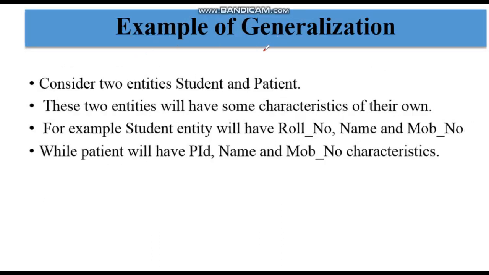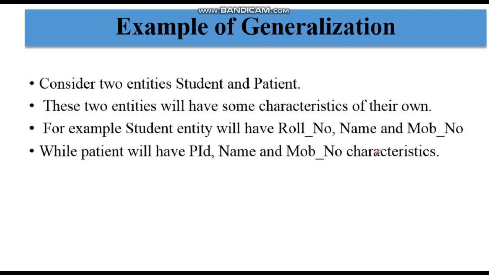So here you can see an example of generalization. Consider two entities, student and patient. These two entities will have some characteristics of their own, the attributes, the features of their own. Student is going to have its own features, patient is going to have its own features. Let's see the example over here. The student entity type will have attributes like roll number, name, and mobile number, right? Likewise, the patient entity type will have patient ID, name, and mobile number as the characteristics or attributes.